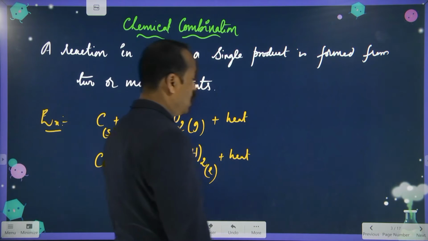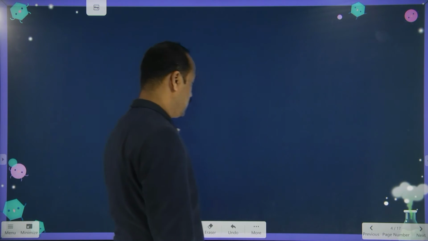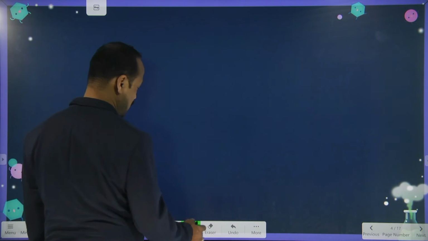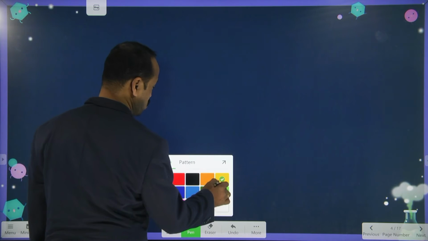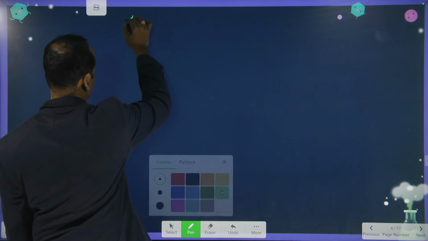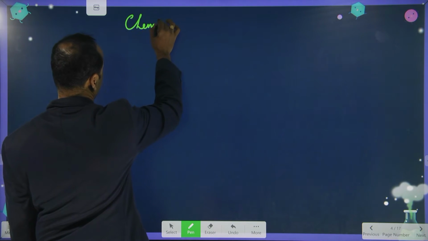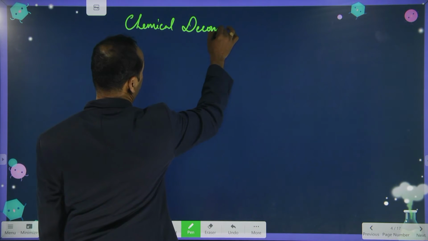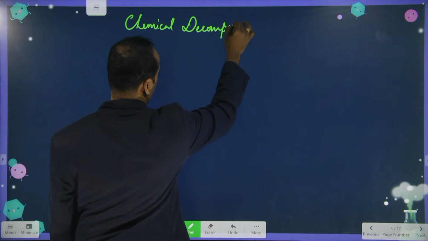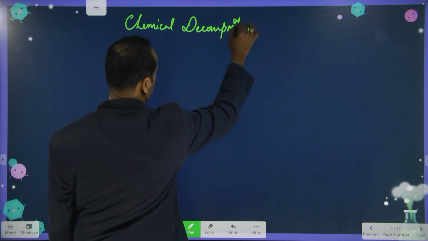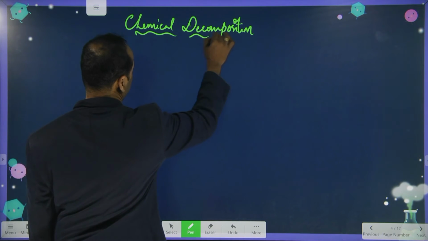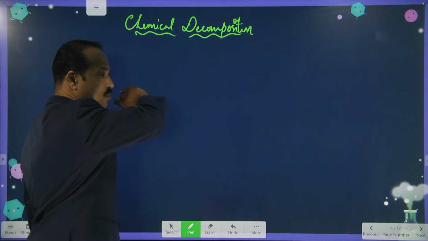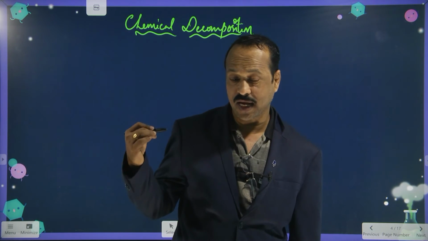Right. Now go to the second one. The chemical decomposition. Chemical decomposition is exactly opposite to the chemical combination. In the chemical combination, what did we study? 2 or more reactants combine to form a single product. Now this is exactly opposite.